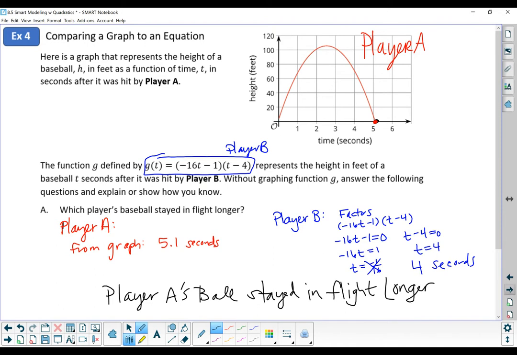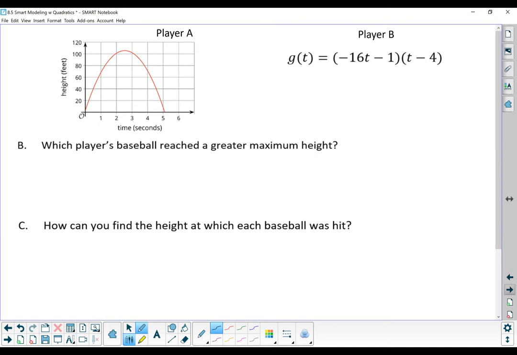Okay, so let's think about question B. I've got the graph and the equation up at the top of the screen still. Which player's baseball reached a greater maximum height? Again, for player A, we have to estimate that from the graph. If I had to estimate it, I'd probably say 105 or maybe 108. I'm going to go with 105 feet high.